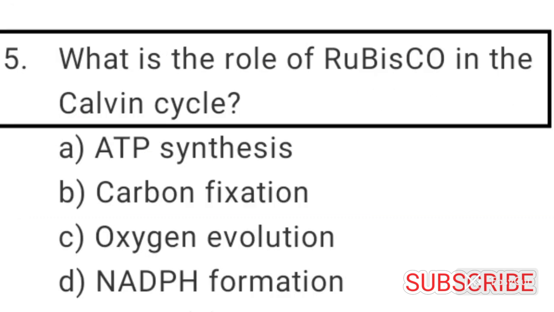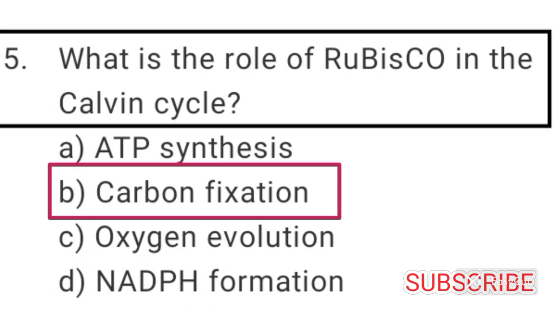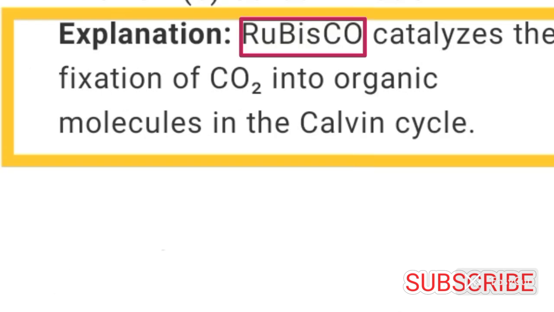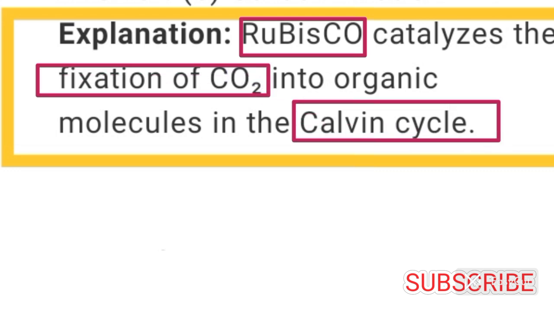नाउ कम टू क्वेश्चन नंबर 5. व्हाट इज द रोल ऑफ रुबिस्को इन द केल्विन साइकिल? रोल ऑफ रुबिस्को इन केल्विन साइकिल इज कार्बन फिक्सेशन. सो ऑप्शन बी इज करेक्ट फॉर क्वेश्चन नंबर 5. Rubisco catalyzes the fixation of CO2 into organic molecules in the Calvin cycle.